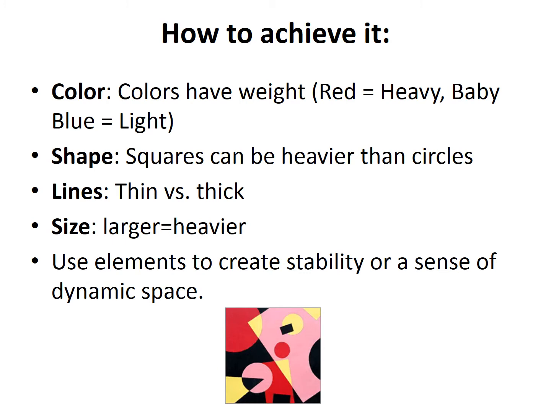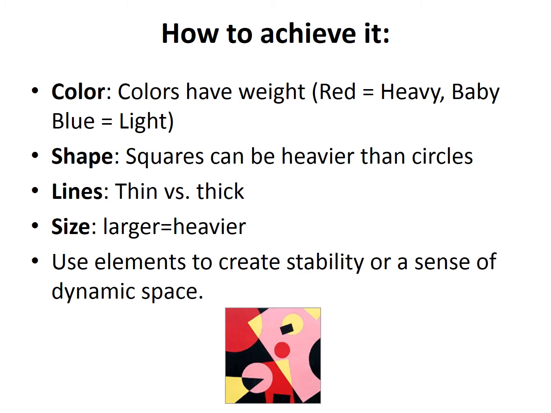How do we achieve balance? Some ways that we can achieve balance are through color. Anything with a lighter color equals less visual weight, and anything with a darker color equals a heavier visual weight. Shape. Squares can be heavier than circles. Lines, the thinner the line is, the lighter it is. The thicker the line is, the darker, the heavier it is, then the more visual weight it has. And then size, of course, the larger the object, the heavier it is.